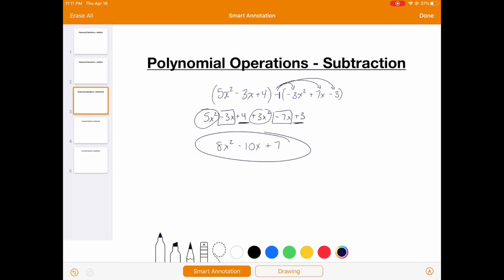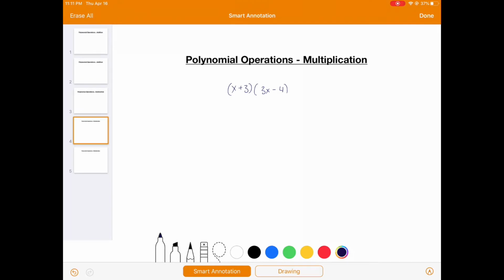When things get a little bit different is when you are doing multiplication. There's really two ways to do multiplication. Some people create a little chart kind of like this, where they put x plus 3 at the top and 3x minus 4 on the side, and then they just create a little chart. So then I multiply just like you would when you were doing regular multiplication of constants. So I can do my 3x times x. That gives me 3x squared.